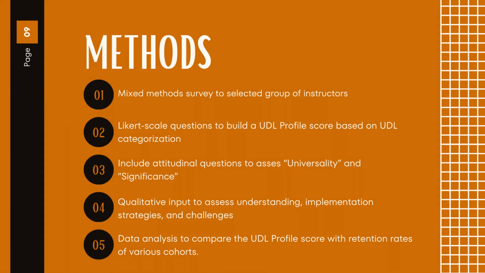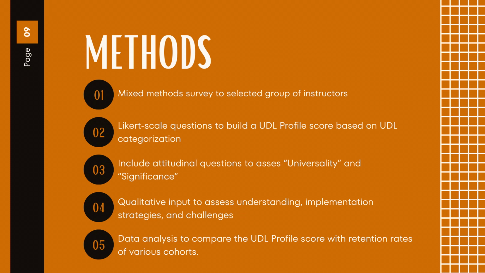This study uses a mixed methods survey sent to a selected group of instructors that met a range of criteria. It uses Likert scale questions to build a UDL profile score based on UDL categories. The study includes attitudinal questions to assess universality, which is what the instructor believes in terms of how UDL instruction will benefit a range of different students. Will it affect only students with special needs that need that in order to access the information, or does it benefit everyone, more in alignment with multiple intelligence theory?